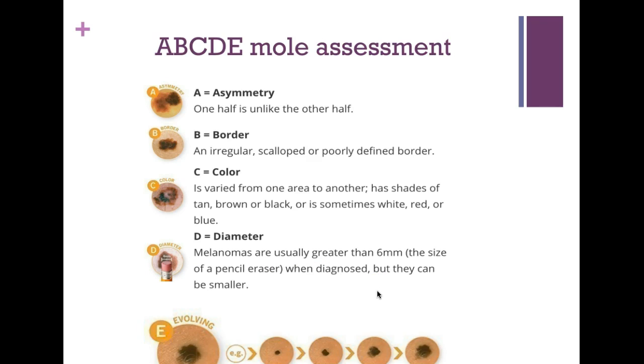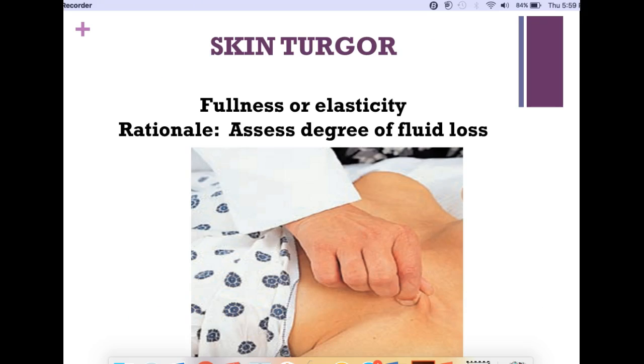And the E stands for evolution. Now, we would have to have a baseline assessment to see if a mole is evolving, but if a patient presents with a mole this size, and the next time you see it, it's this size, we want to worry about it. Even if it's not at that 6 millimeters, it's still changed. So you need to know this, the ABCDE mole assessment for melanoma.